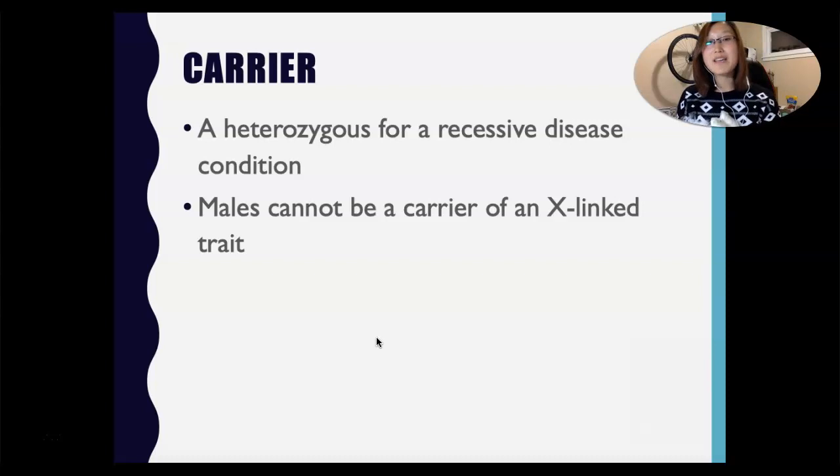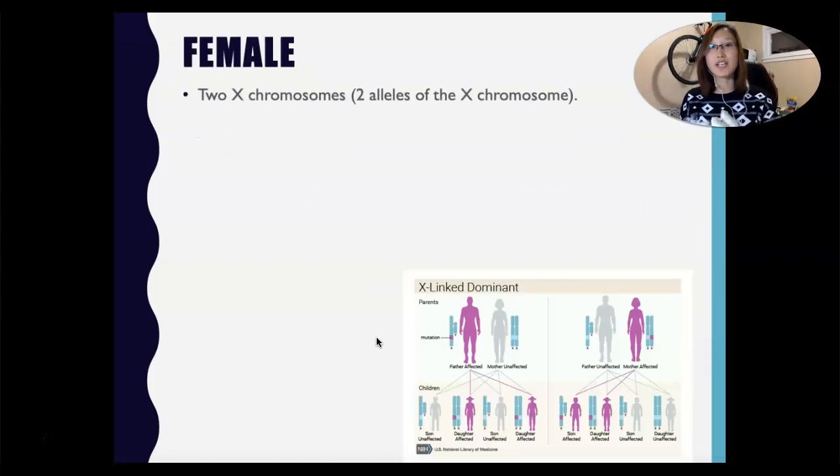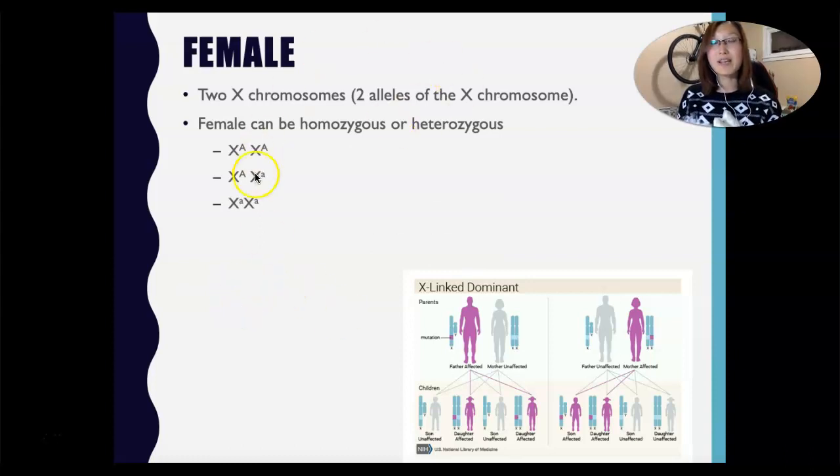The males cannot be a carrier because a male is XY, so a male can either have an X chromosome with the dominant allele of the gene, or an X chromosome that has the recessive allele of the gene. That's the only X chromosome the male gets, because the other chromosome is a Y chromosome. So a male either has a dominant or recessive. There's no in between. There is no heterozygous. But for a female, because there are two X chromosomes, there are 3 different variations of a certain X-linked gene. So a female can have X big A, right?